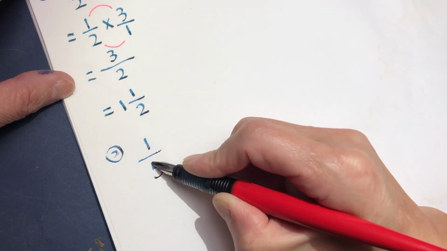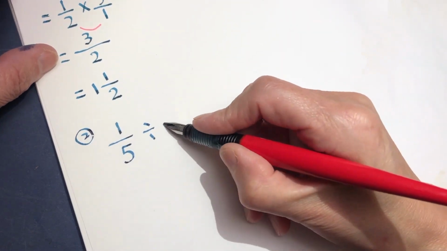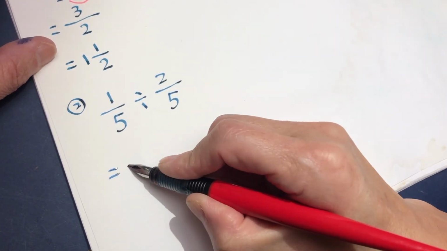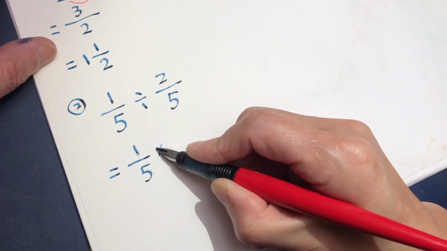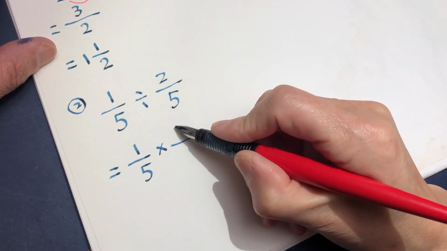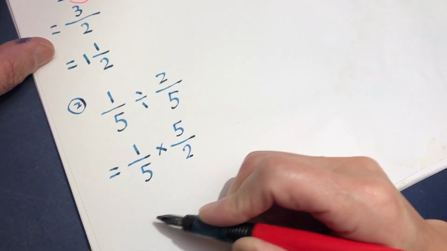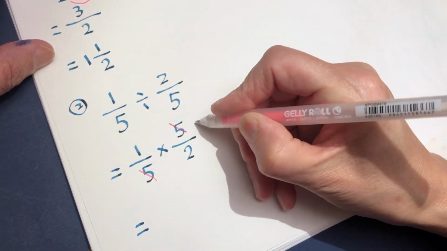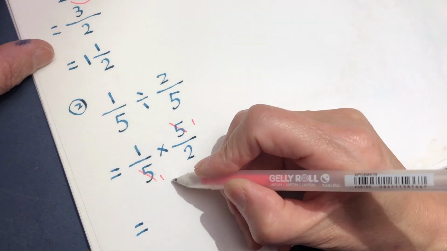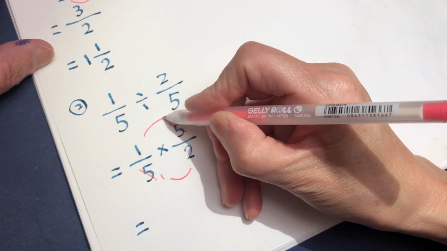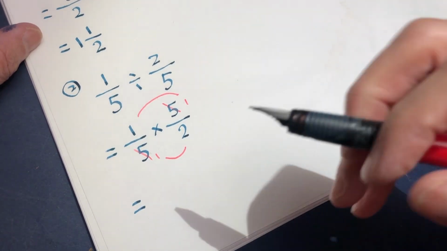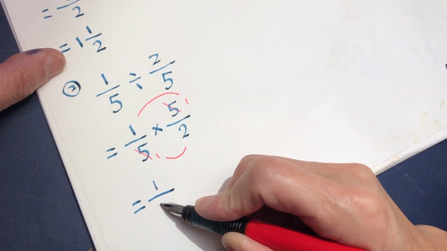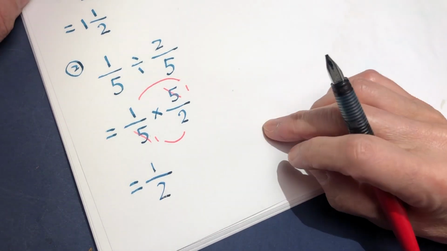1 over 5 divided by 2 over 5. So with this one, the first number never changes. Second number upside down, 5 to the top, 2 to the bottom. And here we can simplify. 5 and 5 can be cross-canceled. So 1 times 1 is 1, 1 times 2 is 2. So the result is a half.